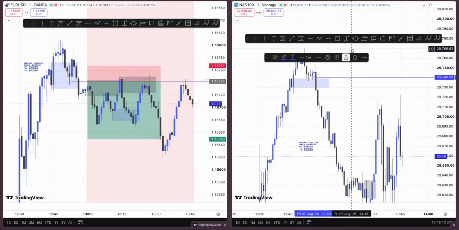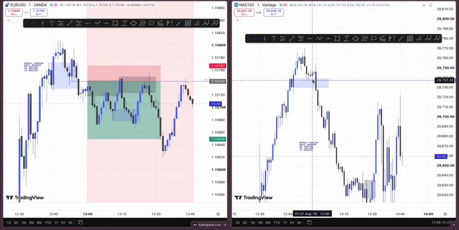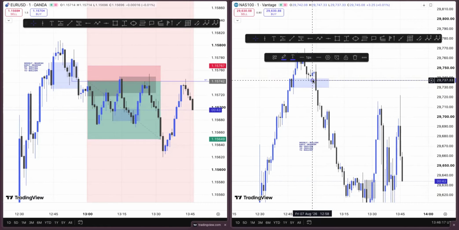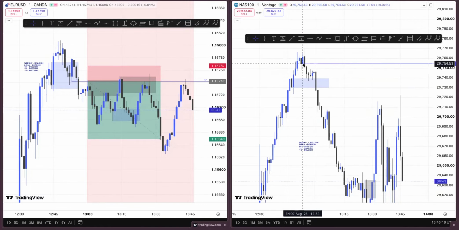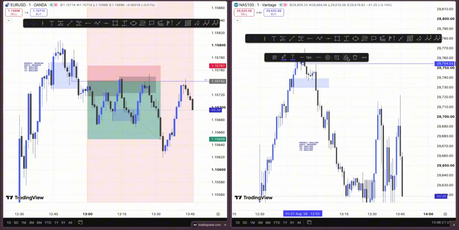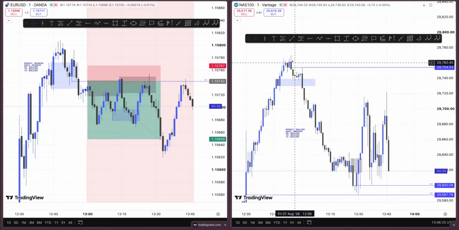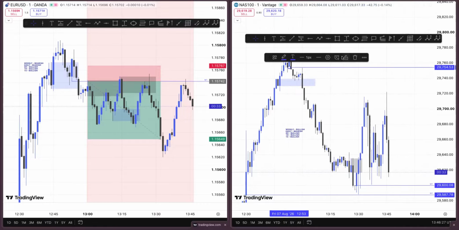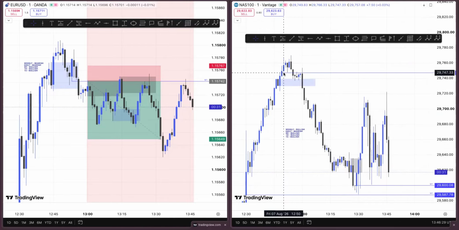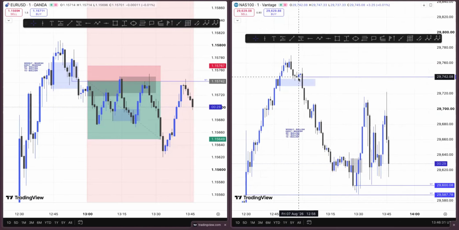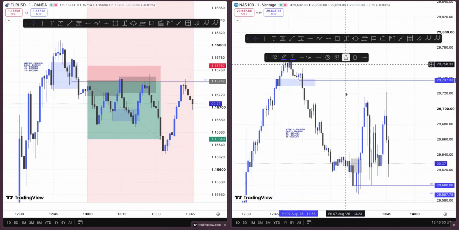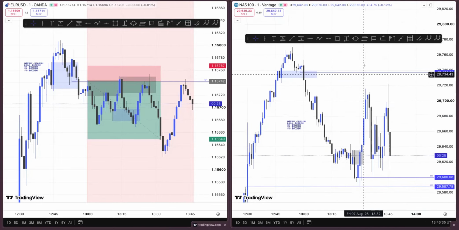Oh, I just realized this is the demand. This is the supply. No, this is the actual supply. No, that wasn't it. This was it. And it's been charged. Now this is it. Okay, I have to update it. So let's see how it plays.